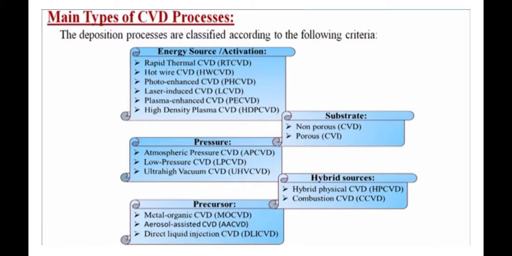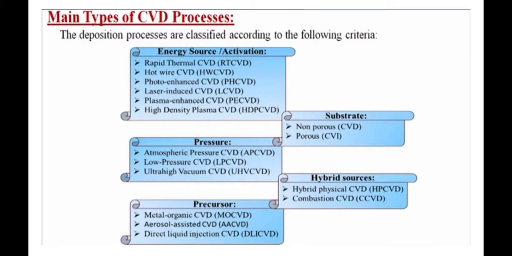Then whatever pressure we are going to use, whether it is atmospheric pressure CVD, or maybe low pressure CVD, or maybe ultra high vacuum CVD. So based on the pressure applied in the process, we are dividing the CVD process into three types. Okay, then the next one is called hybrid sources: hybrid physical CVD, combustion CVD.